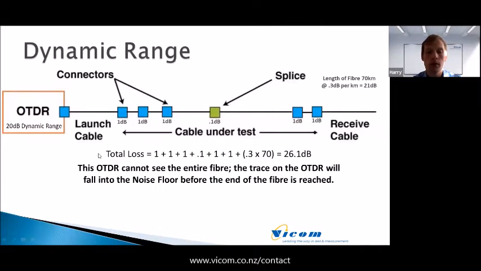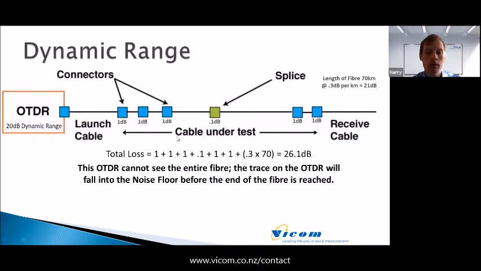The trace on the OTDR is essentially going to fall into the noise floor before the end of the fiber is reached. So on that trace that we saw earlier, that graph is essentially going to run into the floor before we can see the entire length of the fiber. And we're not going to be able to identify all the events towards the end of the fiber.